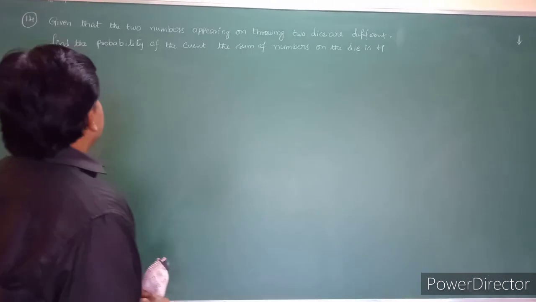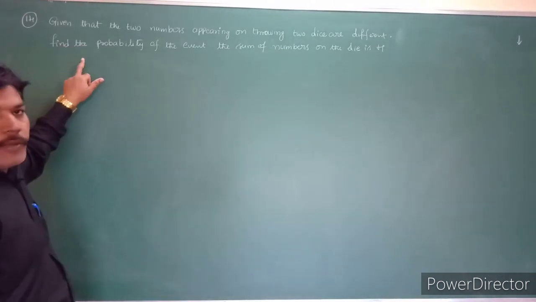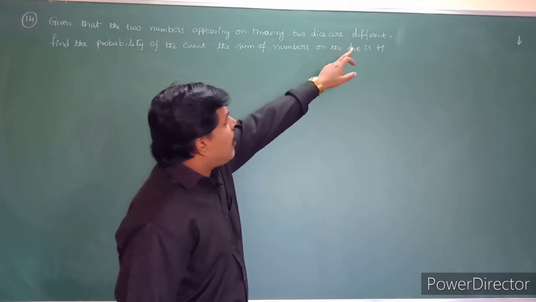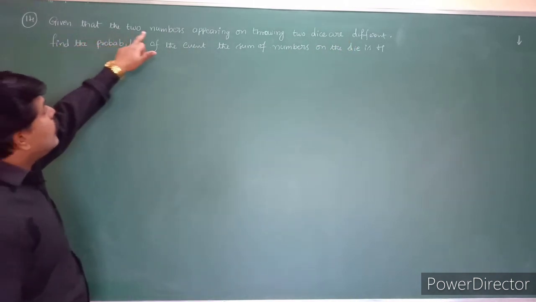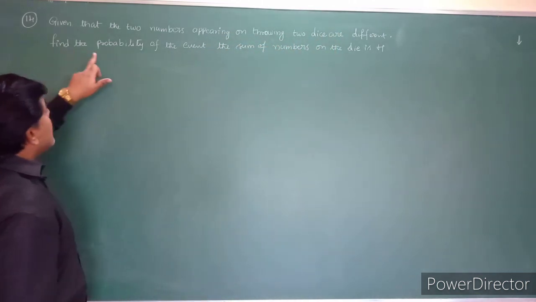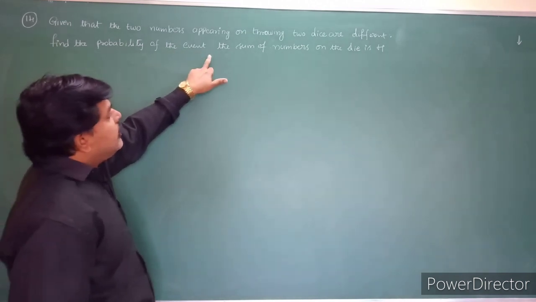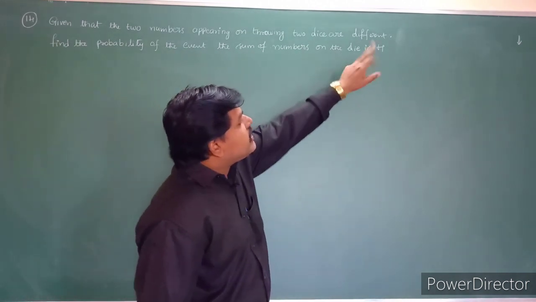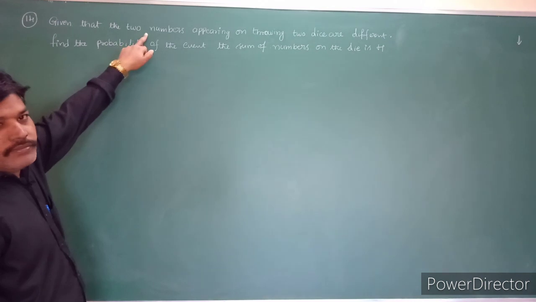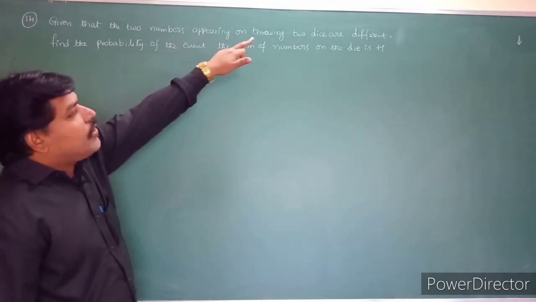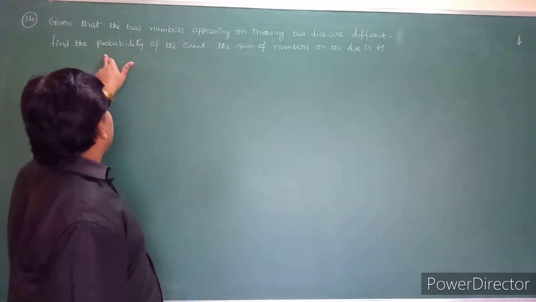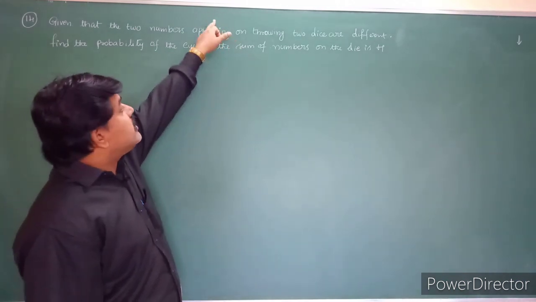See the next question, question number 14. Given that two numbers appearing on throwing two dice are different, find the probability of the event that the sum of the numbers on the die is 4. So what is the question? Already given that, meaning it is an F. Given that the two numbers appearing on throwing the dice are different; after the word "given that" you have to take it as F. What are they asking? Find the probability. This is E and this is F.